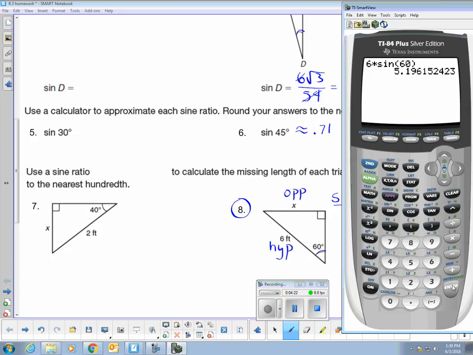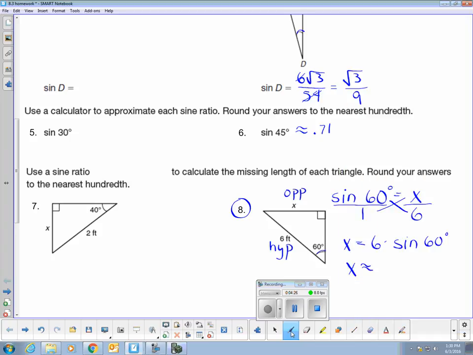Get about 5.2. And I go back and look at my triangle, and in terms of the entire triangle, the side that's x does appear to be reasonable with a length of 5.2.